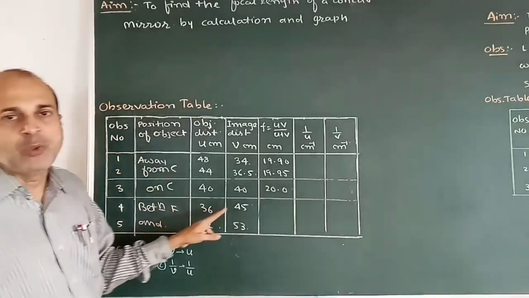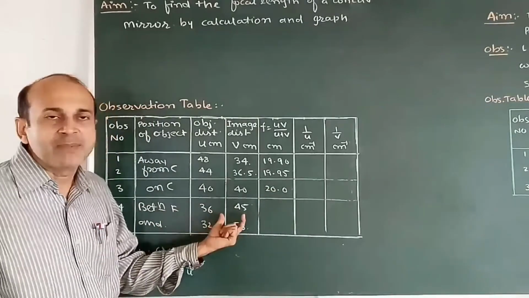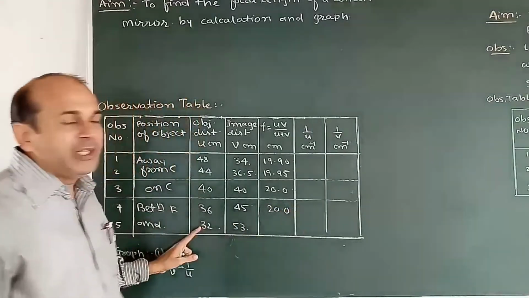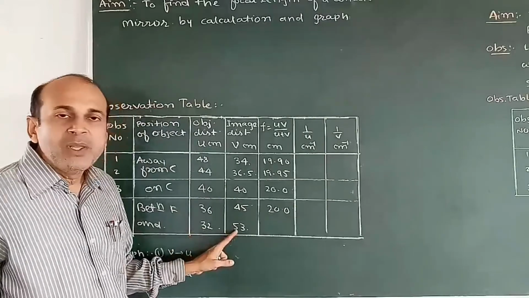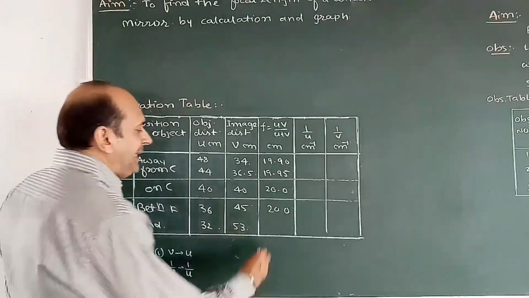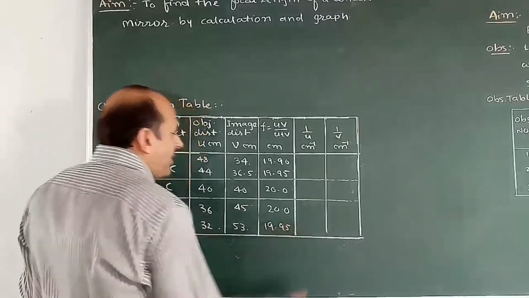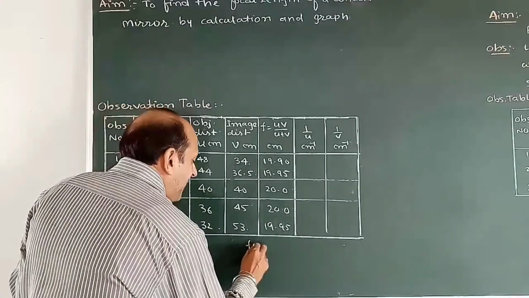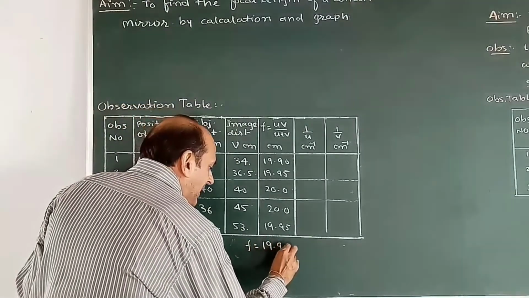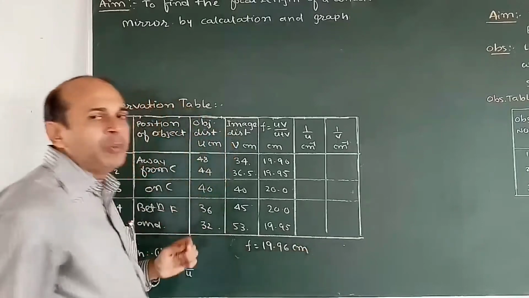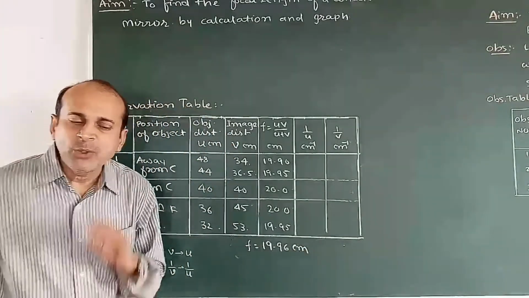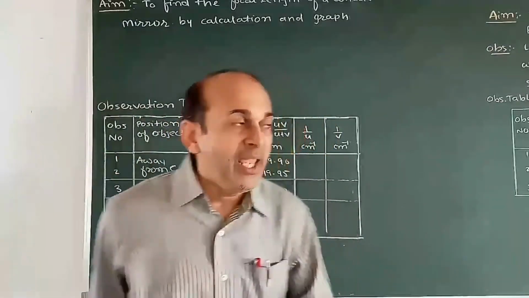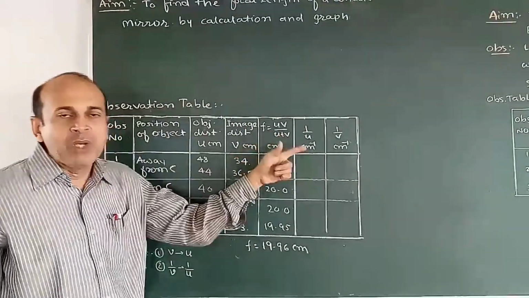Again, 36 into 45 divided by the sum of 36 and 45 is also equal to 20 centimeter. Now for the distances 32 and 53, product by sum is equal to 19.95. The average of all five focal lengths, F, is equal to 19.96 centimeter, which is the focal length of the concave mirror. So in this way we can find the focal length by measuring the object distance and image distance, and the formula is UV upon U plus V.